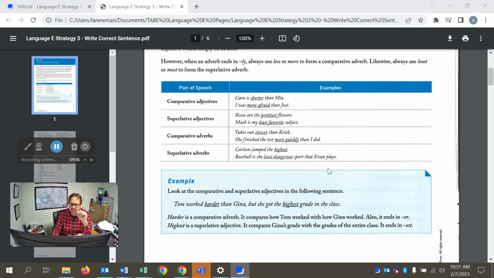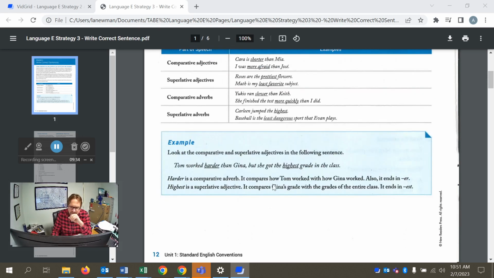And that's a good tip. If you get in a situation where you're not sure if it should be "more" or "least," and you're not sure if you should change the adverb itself, then switch the sentence. This applies to when you're writing. Just express it in the opposite way. So, instead of "baseball is the least dangerous," how about we just say, in the real world, "Baseball is the safest sport that Evan plays."